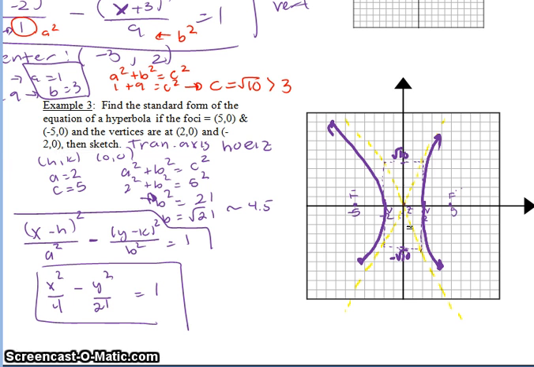So that is the end of the lecture. So what you need to do is turn your book to page 656 and read through the section in your book on hyperbolas, and come to class ready to do some problems.